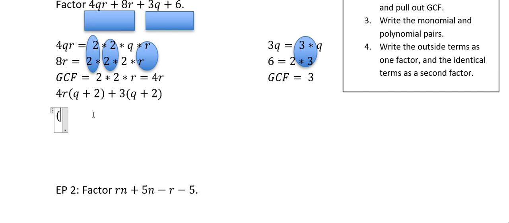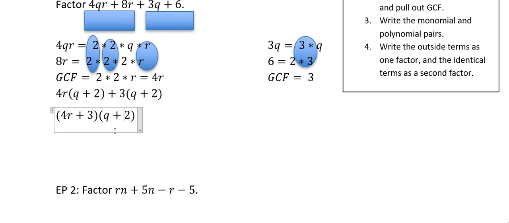Okay, so it says write the outside terms as one factor. So what I mean by outside terms is this 4r, just the 4r. So the 4r is an outside term because it's outside of the parentheses, and the 3 is an outside term because it's outside of the parentheses. Then write the identical terms as the second factor. So q plus 2 is my second factor.